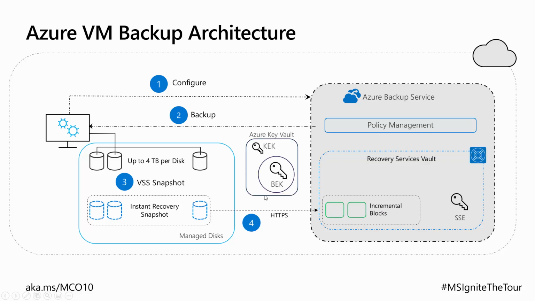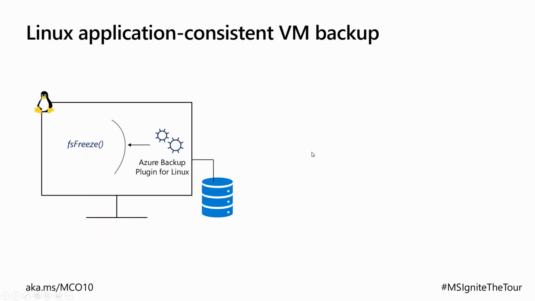Alright, now everything that's stored in the Recovery Service Vault, we have storage service encryption. We also have backup encryption key with a key encryption key stored in a key vault to make sure no one can just pull the backup and restore the virtual machine on their own and compromise the contents of your virtual machine. Alright, so we can accommodate up to 1,000 VMs.